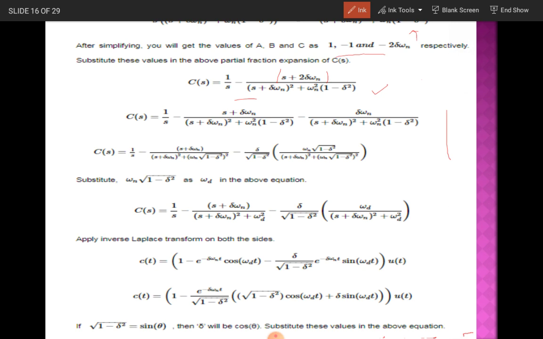For taking the inverse Laplace transform directly is very difficult for this expression. So what I do is I split this second part of the equation in C(s) like this. So 1/s minus, this s + 2 delta omega_n is written as s + del omega_n + del omega_n, and the numerator we can write as (s + del omega_n)/((s + del omega_n)^2 + omega_n^2 (1 - del^2)) minus del omega_n/((s + del omega_n)^2 + omega_n^2 (1 - del^2)).